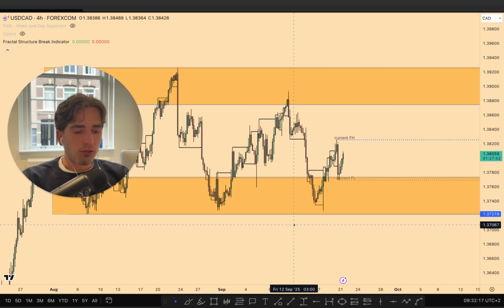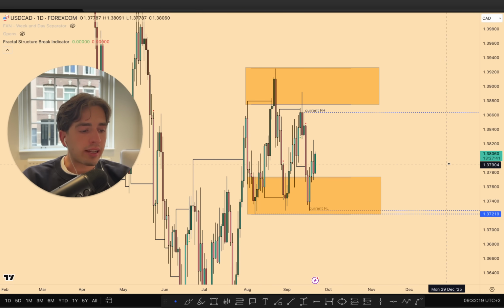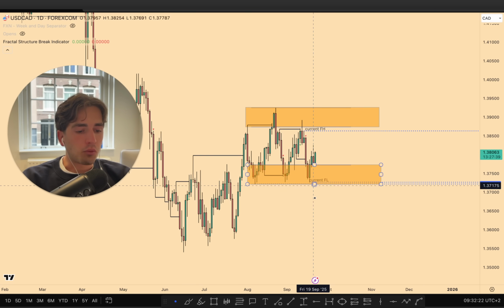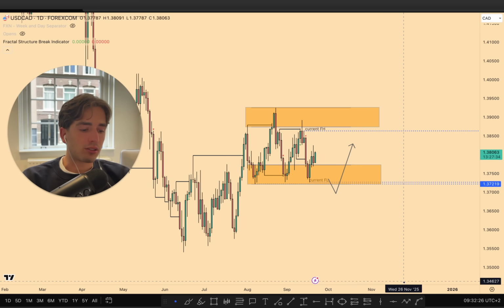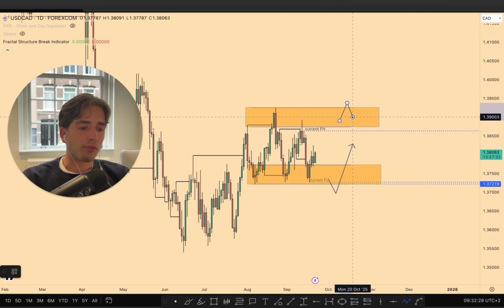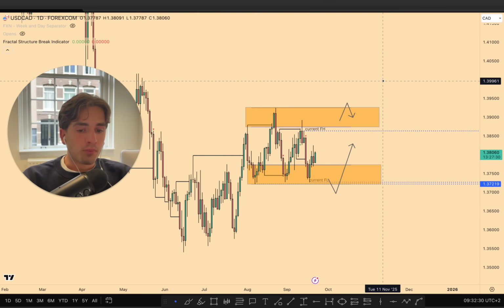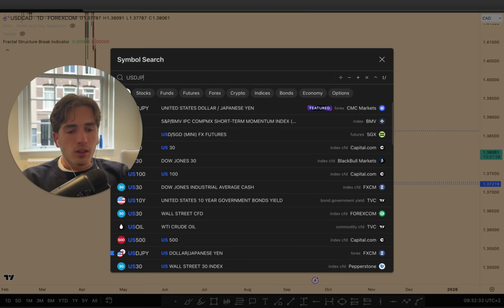Now, for myself, for buys, I'm mainly focusing on taking out these 3 equal lows here. That's the only buy that I would be looking for at the moment. And for sells, I would only be sticking to the extreme of the range. And inside the middle of the range, I'm not looking to really trade.